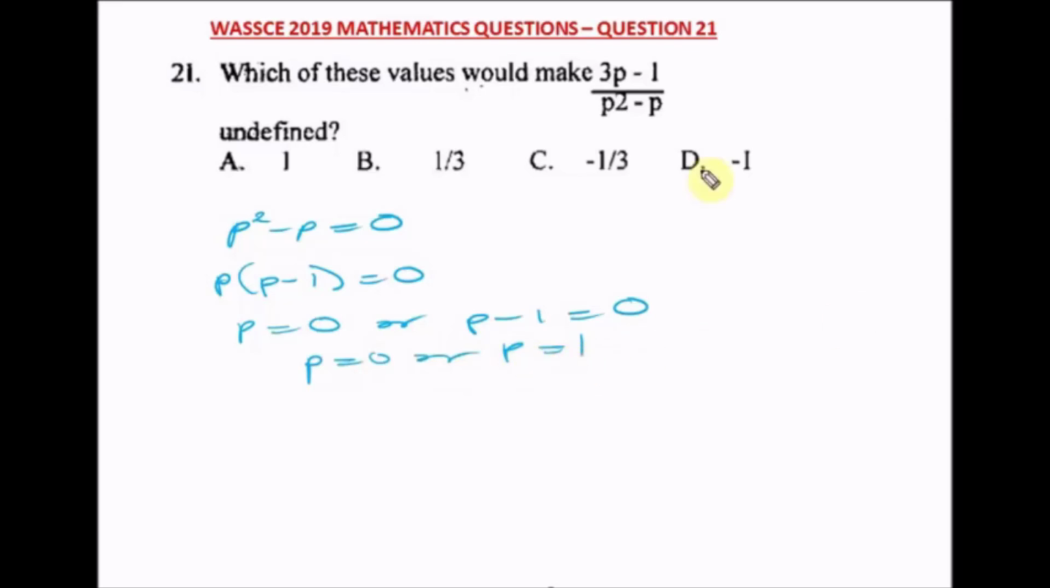From our answer we have one of the values of p here, which is 1. So our right option here is option A. p = 1 will make this particular algebraic expression undefined, and our right option is option A, which is 1.